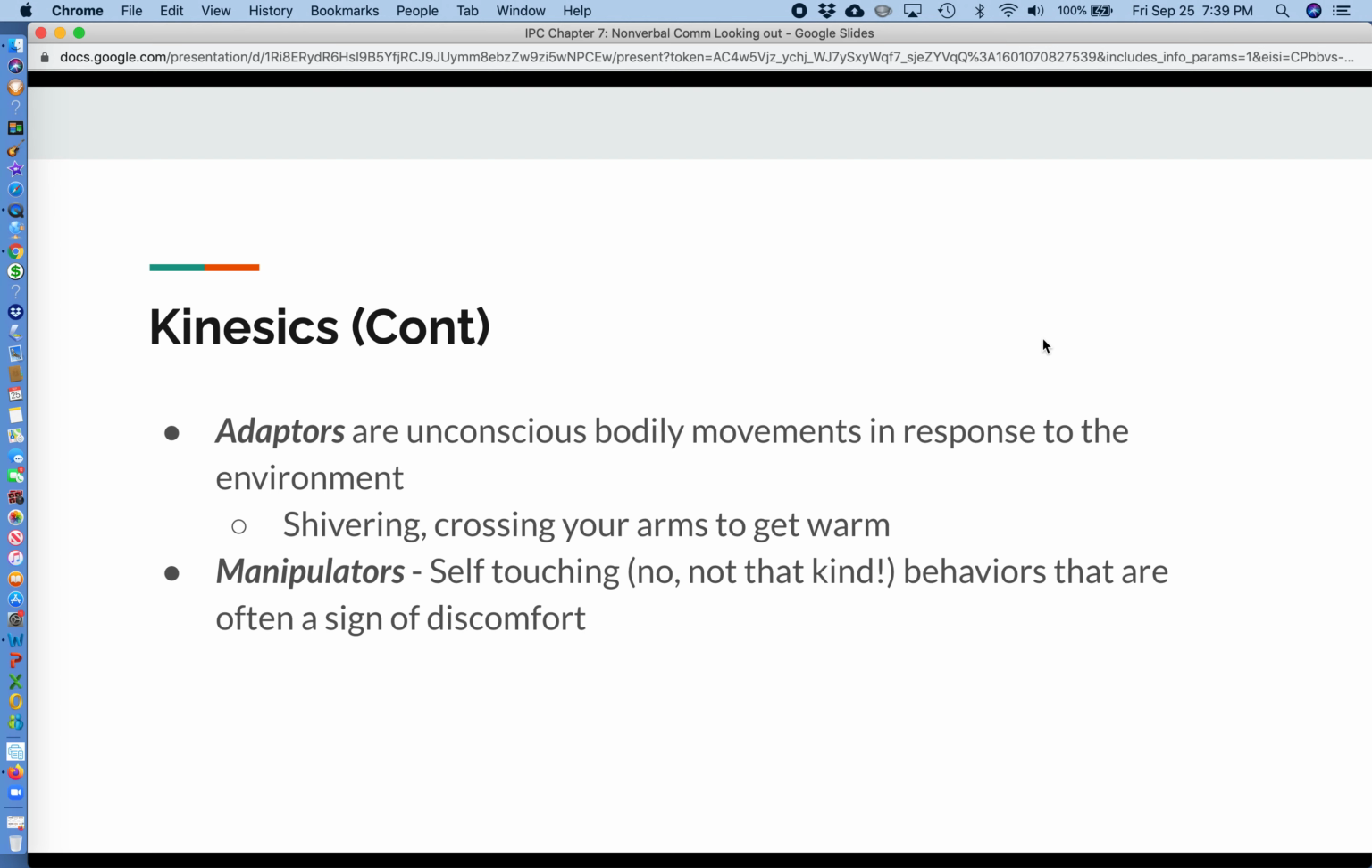Adapters are another form of nonverbal communication, and generally are unconscious bodily movements, so movements that we don't make on purpose in response to our environment. So shivering, for example, when it's cold is an example of an adapter. Manipulators are forms of self-touching behaviors that are often signs of discomfort. So, for example, someone might pinch the bridge of their nose if they're irritated or if they have a headache, right? So manipulators are when we touch ourselves in ways that often exhibit signs of discomfort.